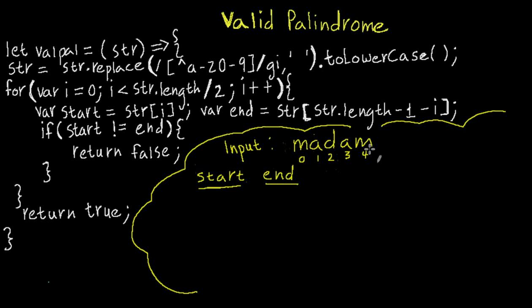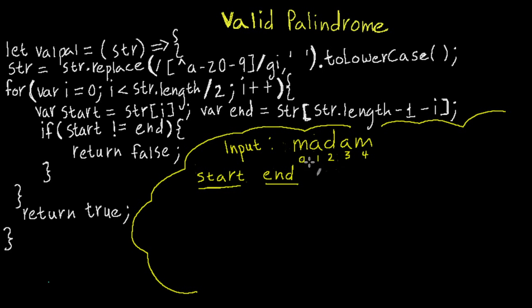For that reason, we don't need to traverse all of the elements in both directions. We don't need to do that. That's just redundant. So let's walk through this and see how it may look. I have my input string madam, and I'm going to be traversing from the start, which is i equals 0, until the midpoint.